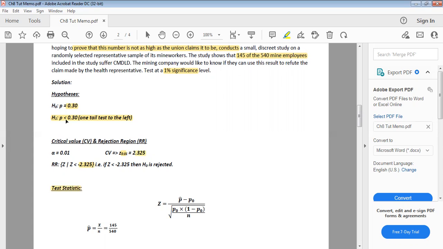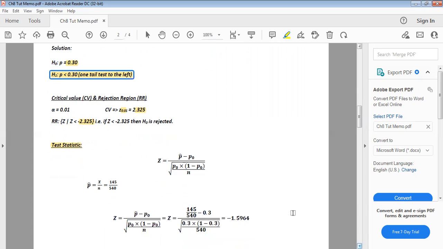Why negative? Because here it's less than, okay? So that's why you need to find a value that is less than negative 2.325. You may find your critical value is positive, yes, but they're asking for your alternative, which is the negative value. So when you do your test statistic, you only reject the null hypothesis when your Z score, this Z statistic that you're going to calculate here, is less than negative 2.325, then you reject your null.